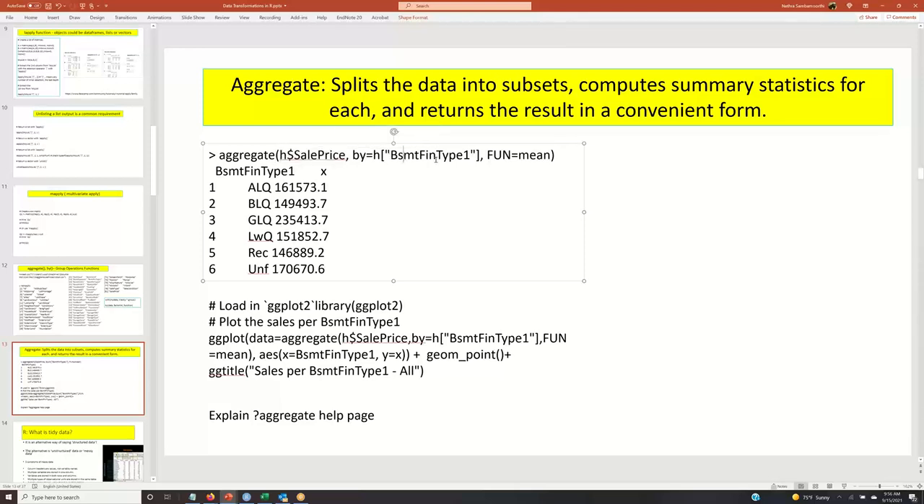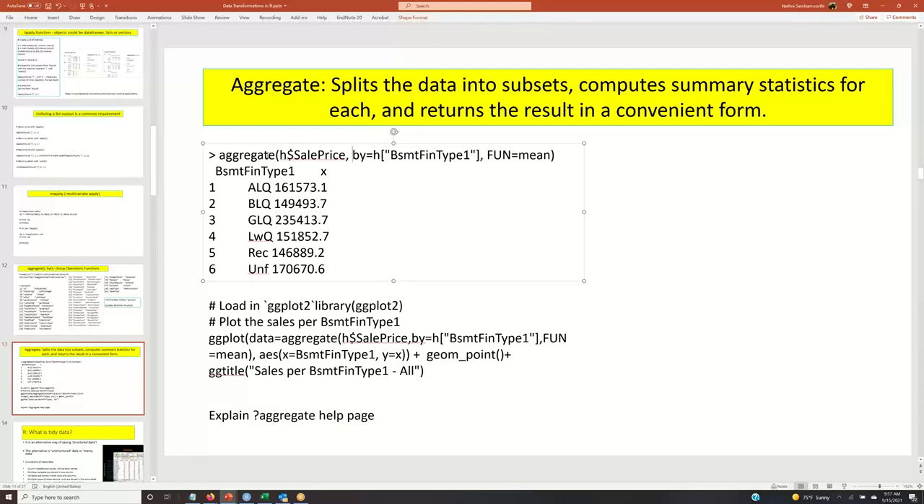I'm taking the sale price. I'm going to use the basement finished type as a category. I want to group the sale data by that, and then compute the mean values. And this is what it is. The basement finished type is ALQ, BLQ, GLQ, LWQ, REC, and then unfinished. Okay, so these all have meanings. I can give you that data dictionary. And you can see that they do differ. The average sale price differs, and the maximum is here, $233,000. That is for GLQ, whatever that means.